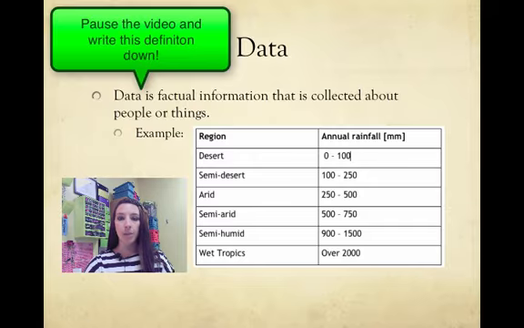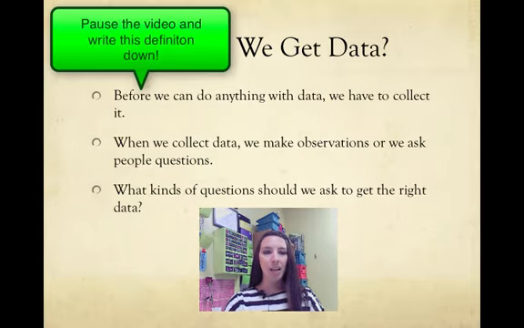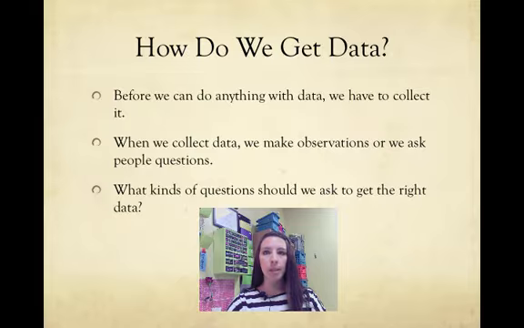It's just factual information. A lot of times it's presented in numbers, but it can be any facts that people collect. How do we get data? So before we can do anything with our data, like analyze it to see what it tells us, we have to actually gather it. When we collect data, we make observations or we ask people questions. And today, for the rest of this, we're going to be talking about how to get data from asking people the right kinds of questions.